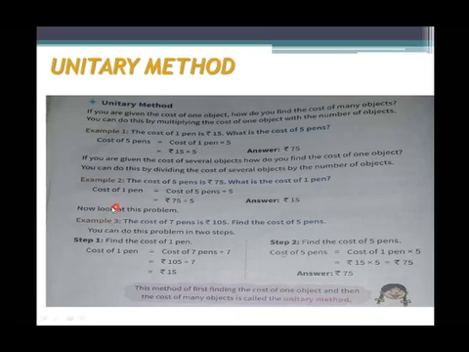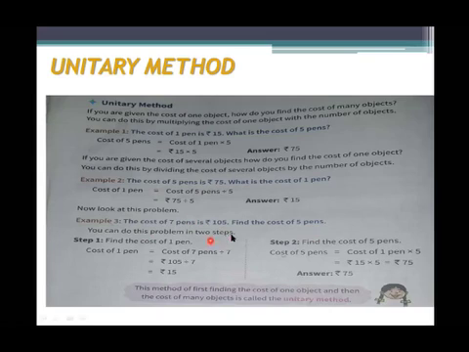So you have to divide. Cost of 1 pen equals cost of 5 pens divided by 5. So the cost of 5 pens is 75 rupees divided by 5. If you do, you will get 15 rupees. So 1 pen costs 15 rupees. Now look at this problem. The cost of 7 pens is 105 rupees. Find the cost of 5 pens.